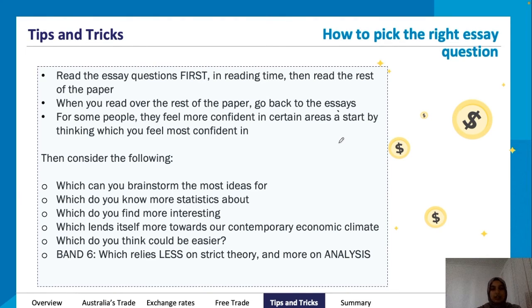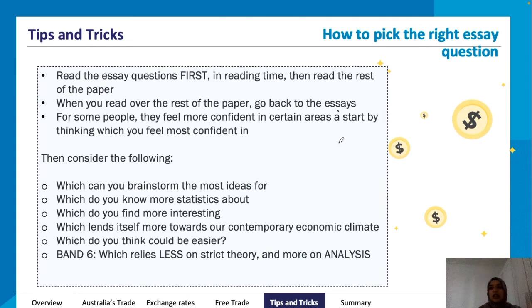Then consider which you can brainstorm the most ideas for, which you know more stats about, which you find more interesting. When you're thinking about which question to do, which lends itself more towards a contemporary economic climate, which do you think you would do quicker or easier.